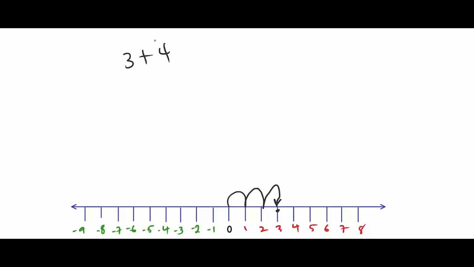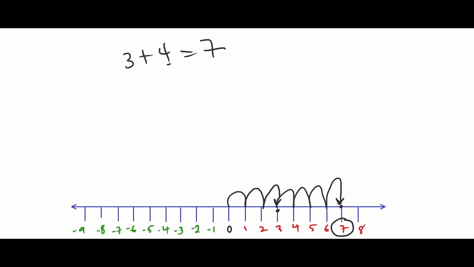The next one is positive 4. Positive 4 means I have to go towards the right hand side 4 times. Since they are going in the same direction, I'll continue from where I stopped. So it will be 1, 2, 3, and 4. This is my final destination, and the answer is 7. So the answer to this one here is 7.